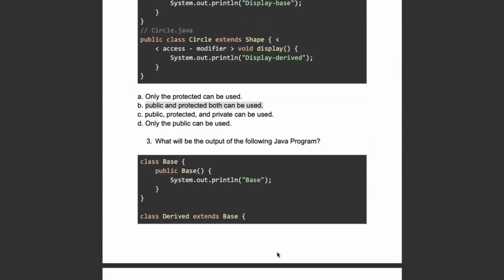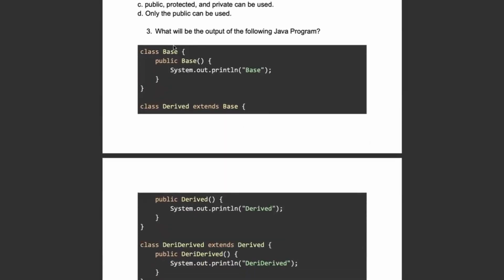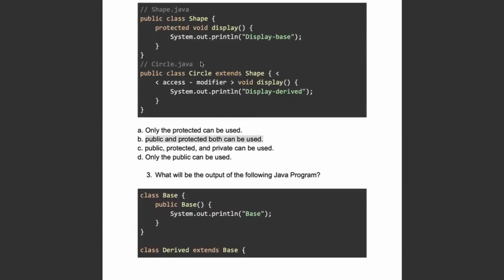Okay, what will be the output of the following Java program? There is a base class. In the base class constructor, whenever you are looking at these kinds of tricky questions in an interview, or some online test, what you have to do is see each and every word very, very carefully. Sometimes they won't write this extends shape.